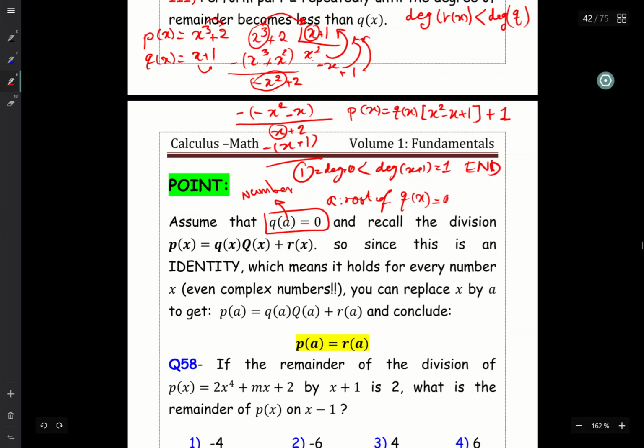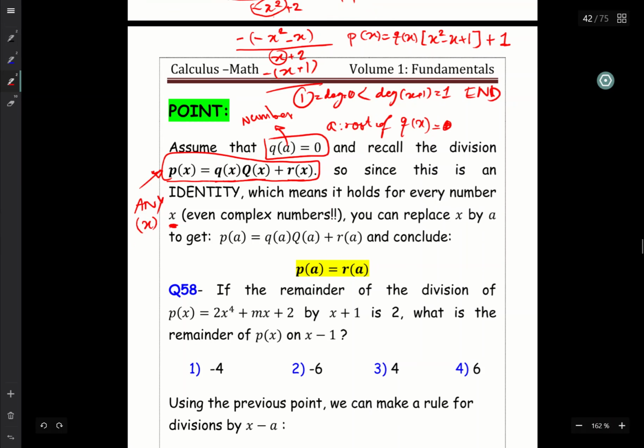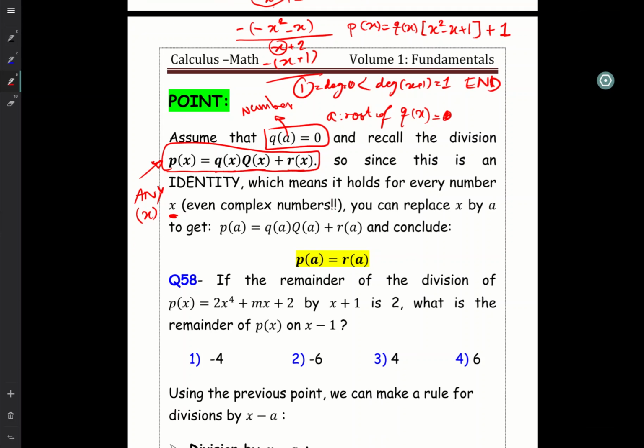And remember, this is an identity, which means this is true for any x, any real number or any number, could be real or complex, doesn't matter. Right now, we're just focusing on real numbers though. Now what happens if we substitute a? Remember, a was a root of q, therefore this term becomes 0, and p(a) becomes r(a).